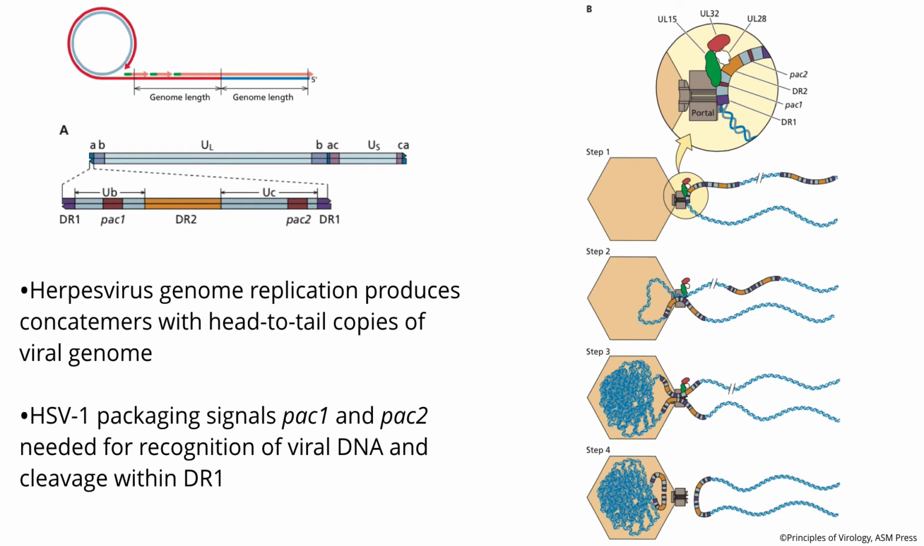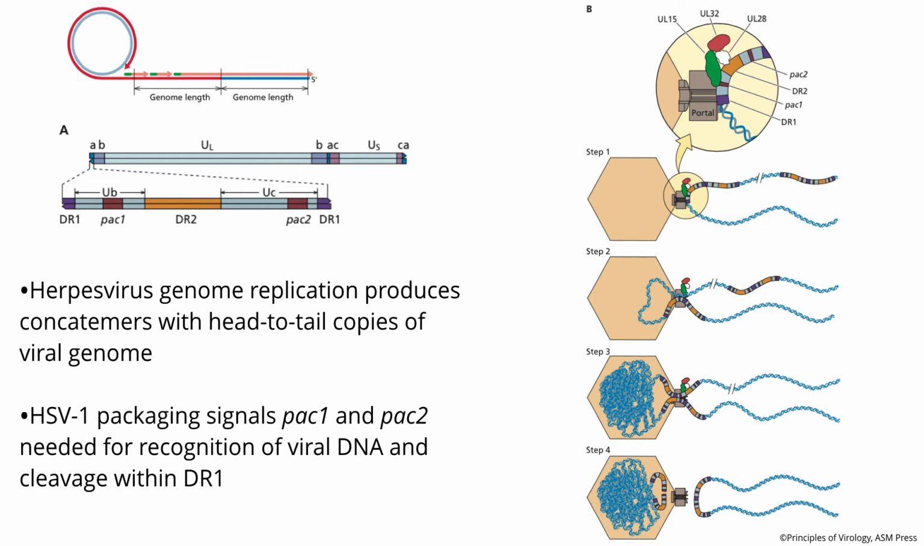And when you get a head full of DNA, which is equivalent to one genome, that brings you to step 3. You now have 2 sets of packaging sequences, again, which are composed of these PACs and DRs, opposed to one another, and that's the signal to stop reeling in the DNA. There's a nuclease that cuts the DNA at that point, and now you have a head full of DNA in the capsid, and the remainder of the concatemer is outside, and that can go on to be taken in to another virus particle. So a couple of really neat concepts here.